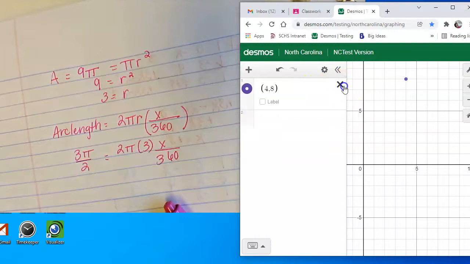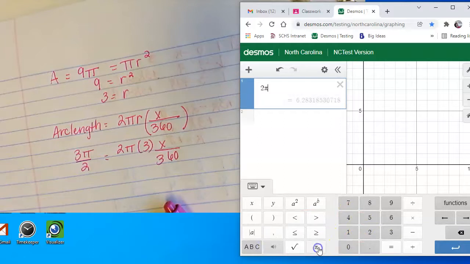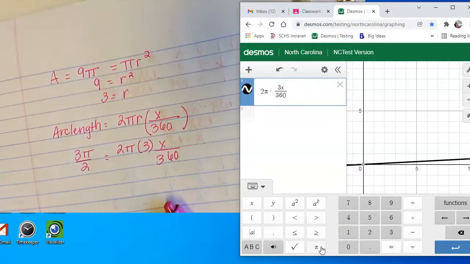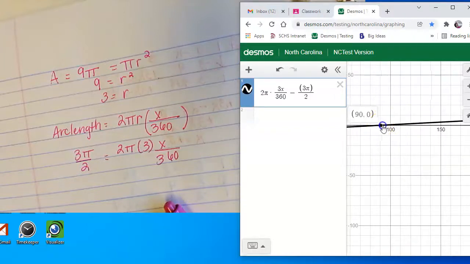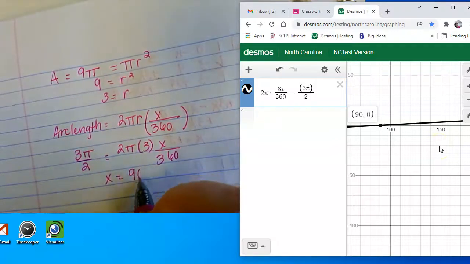I just want to remind you that you can solve equations in Desmos. 2 pi times 3x divided by 360. And then instead of equals, I'm going to put minus 3 pi. I'm going to have to put a parenthesis around that 3 pi or it won't divide it correctly. Divided by 2. And then I could find out where it crosses the x-axis. It's way out here. And I get 90 for x. So my angle where that is true is 90.